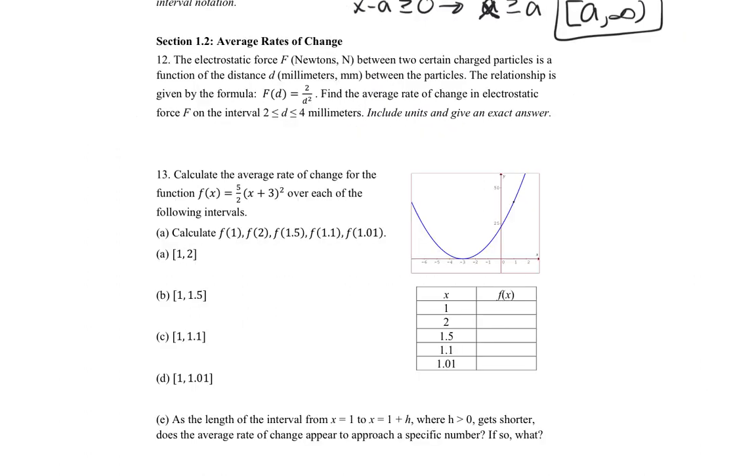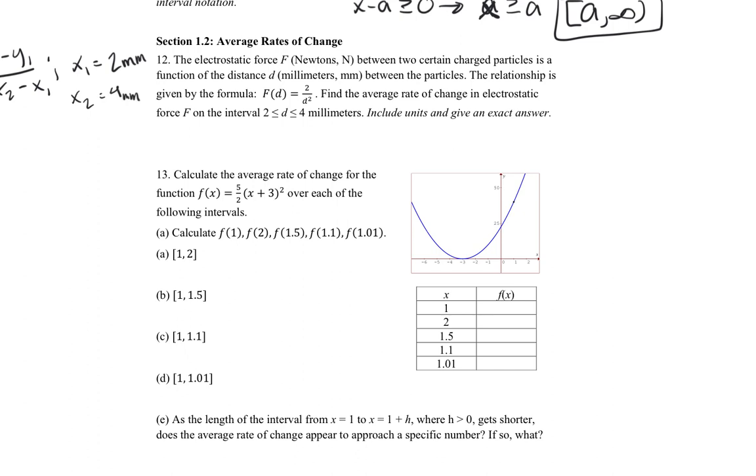All right, so for number 12, we have an average rate of change problem. We know that the equation for average rate of change is y2 minus y1 over x2 minus x1. If we're looking for the average rate of change on the interval 2 to 4, our x1 is going to equal 2 millimeters, and our x2 is going to equal 4 millimeters.